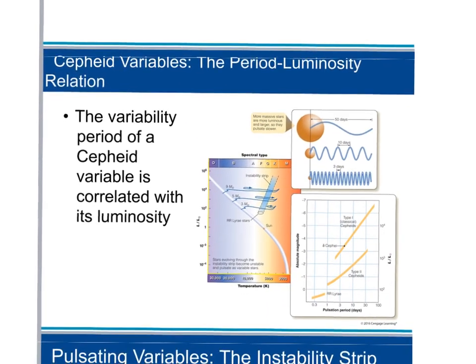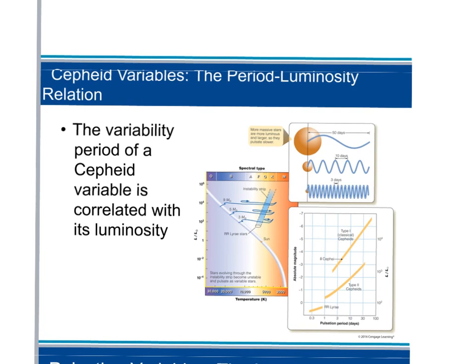So the variability period of the Cepheid variable is correlated with luminosity. So when you have that variation in luminosity, you can assign a number to it, and that's what you see right here. And you can see all these changes of Cepheids right here, and you can study those different changes. They correlate with luminosity and changes in that luminosity.